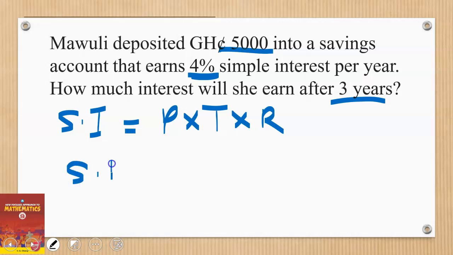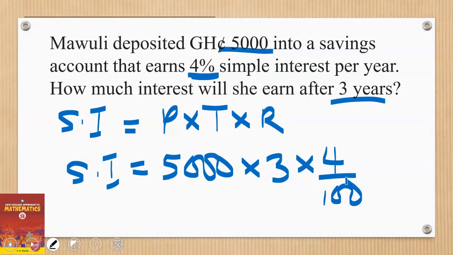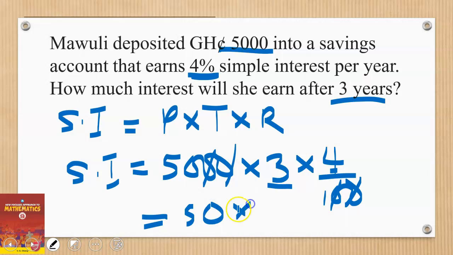So if you want to know the simple interest, the principal that you deposited was 5,000. The time you want to keep your money is 3 years, and the rate they are giving you is 4%, which is 4 over 100. Now you simplify this, and that gives you the answer. Of course, you can cancel these zeros and cancel those zeros as well. Now you'll be left with 3 times 4 times 50. Now we know 3 times 4 is 12. Now we can multiply 12 times 50.